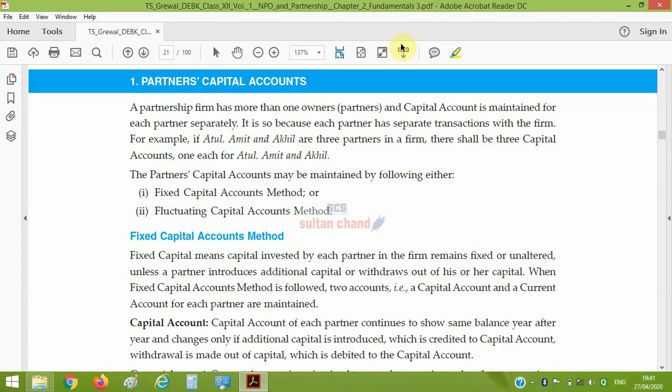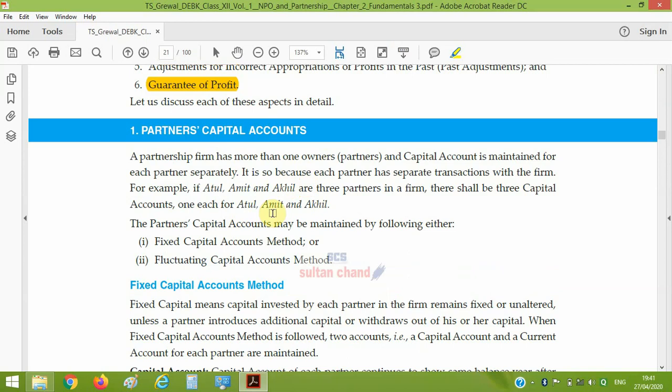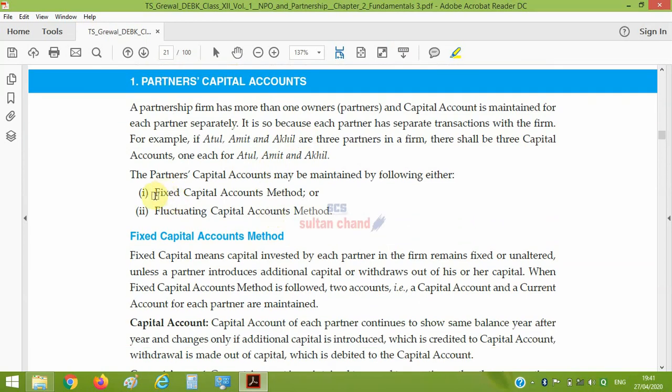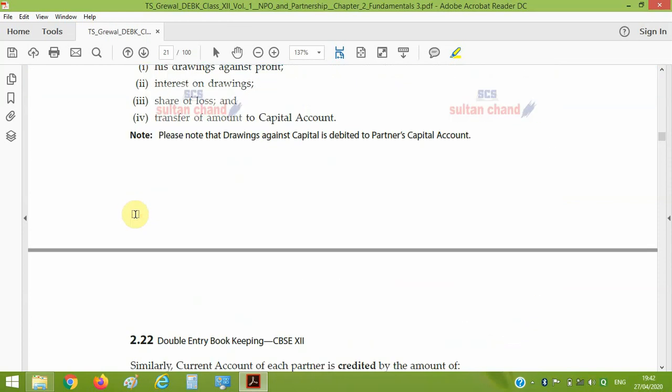Because each partner has separate transactions with the firm, that's why we prepare partners' capital accounts for all the partners. In order to maintain partners' capital accounts, we have two methods of recording them. One is the fixed capital account method and the other is the fluctuating capital account method. We will do the fluctuating capital account method first.